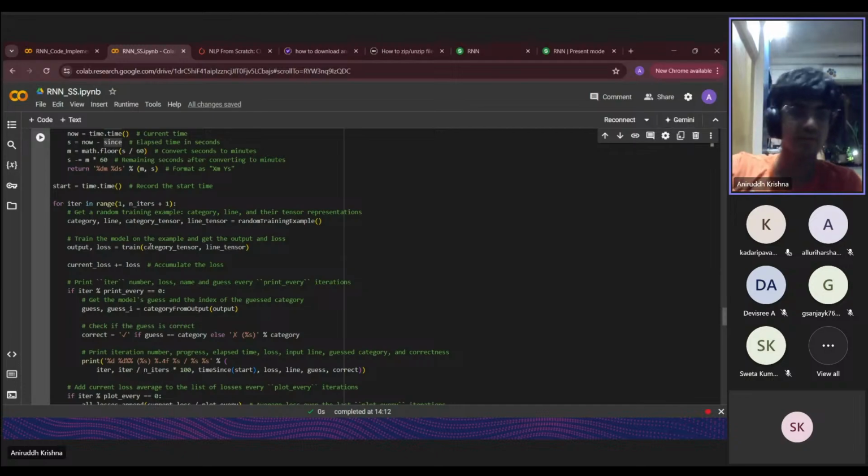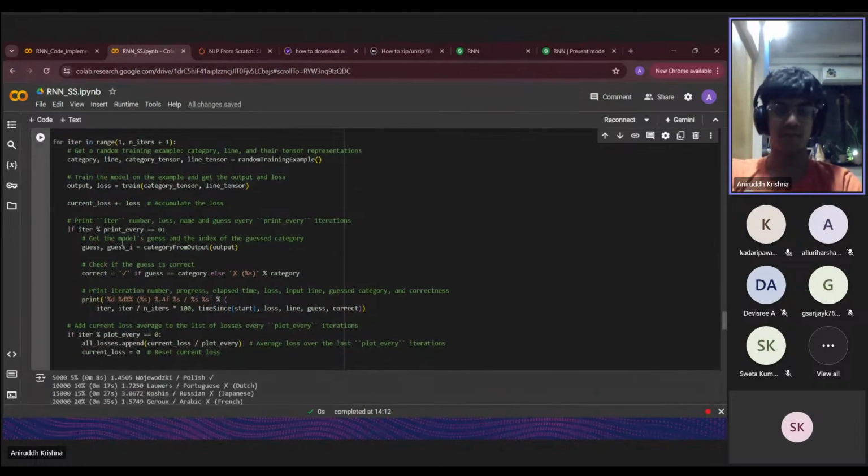So after this is done, we want to print it after every 5,000 epochs. So I'm saying if iter divided by print_every leaves no remainder, I will be wanting guess and guess_i, which are 2 new variables formed from category_from_output, the function that we have defined earlier, when I give it the output that I've got.